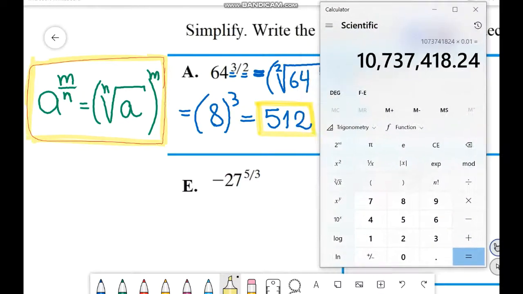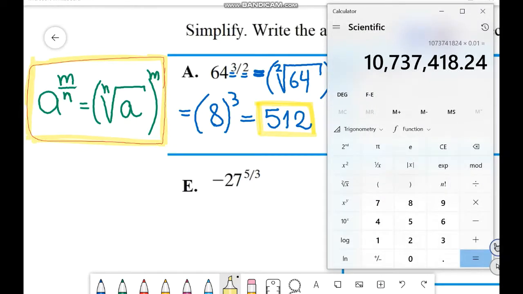What you're going to do is, let me clean this up. So type 64, exponent, parenthesis, 3 divided by 2, close the parenthesis, press the equal sign, 512. That's it.